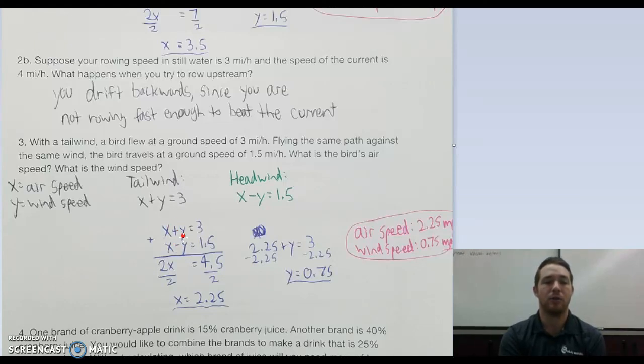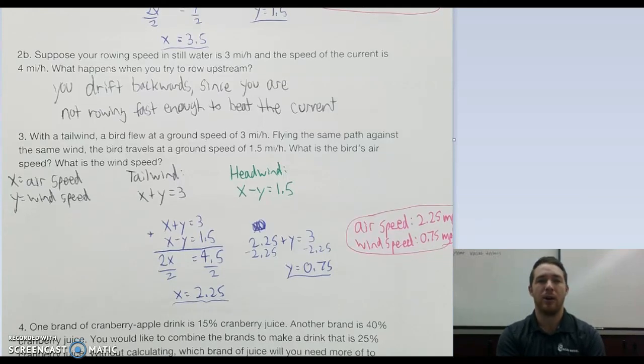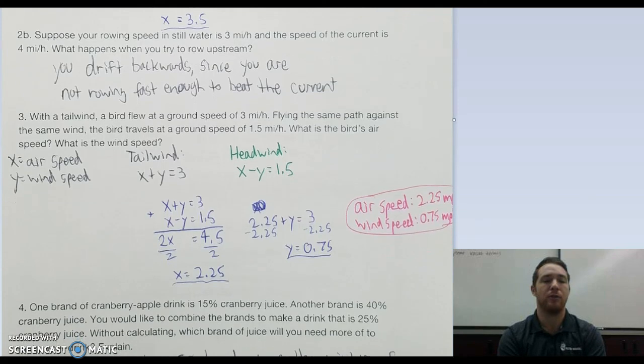I added those two equations, my y's cancel. I get 2x equals 4.5. Divide and we get our answer for x. And same as last time, I just got to plug that answer back in and find my answer for y as well. So we can use that to figure out the airspeed is 2.25 miles per hour and the wind speed is 0.75.